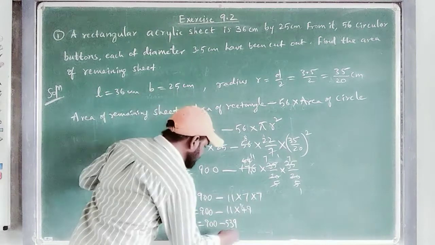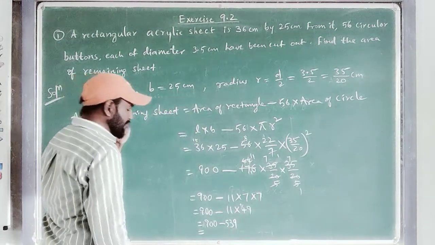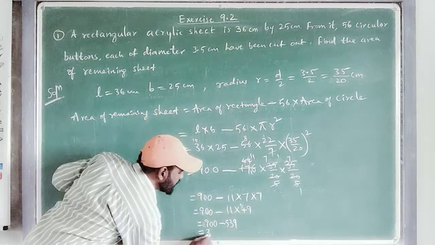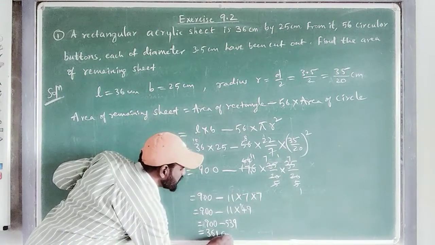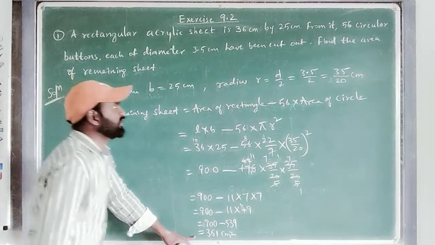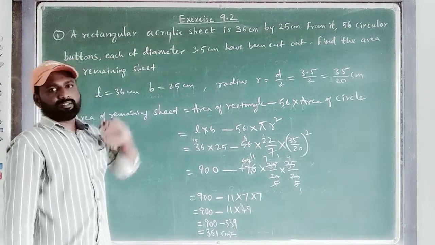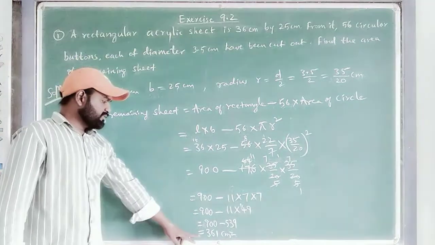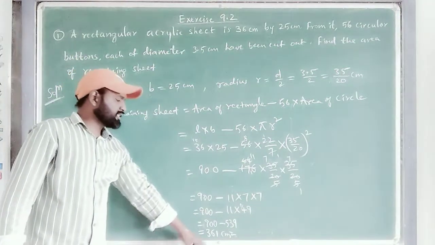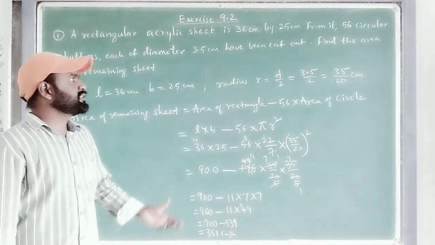So subtracting these two, how much we will get? 900 minus 539. It is 361 centimeters square. This is the area of the sheet remaining after cutting 56 circular buttons from the rectangular sheet. Okay, the area of the remaining sheet is how much? 361 centimeters square. Hope you all understood this problem. Very simple.